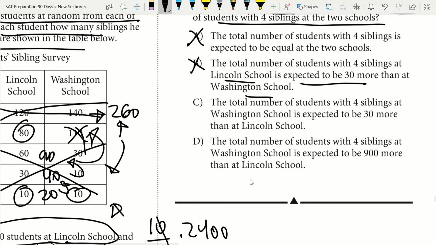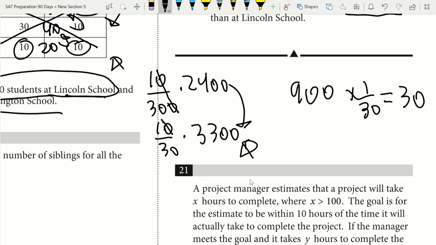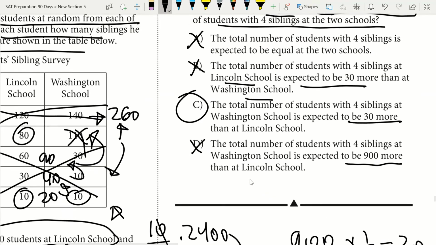Now we see between C and D, the only difference between them is how much more Washington School is expected to have than Lincoln. Now this is where we take that difference. So the difference between 2,400 and 3,300 is 900. We take that 900, we multiply that by that 1 over 30. And then that's going to give us that 30 students. Okay, so the correct answer there is going to be C. Washington School is going to have 30 more than Lincoln based on this study here.